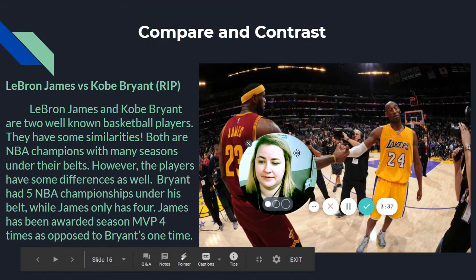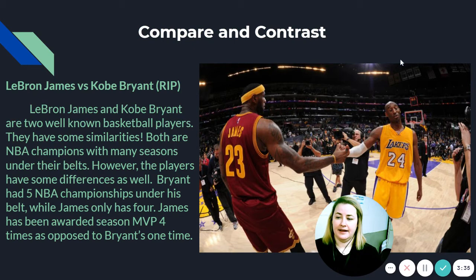So I have a little example here. Compare and contrast. So LeBron James and Kobe Bryant are two well-known basketball players. They both have some similarities. Both are NBA champions with many seasons under their belts. However, the players have some differences as well. Bryant had 5 NBA championships under his belt, while James only has 4. James has been awarded season MVP 4 times, as opposed to Bryant's 1 time.